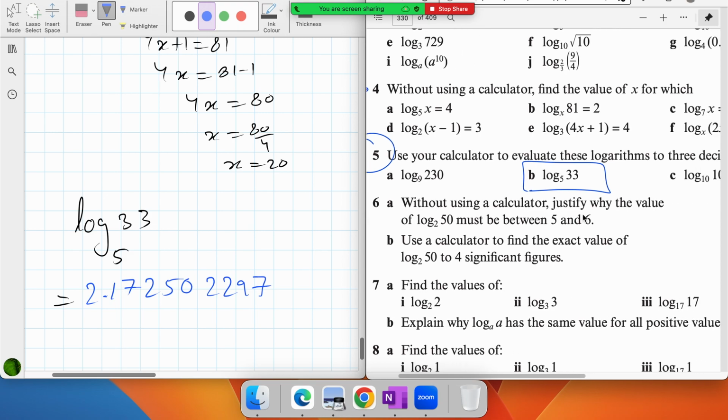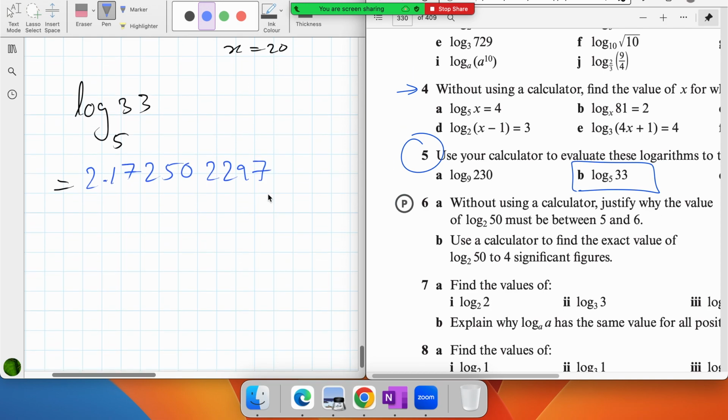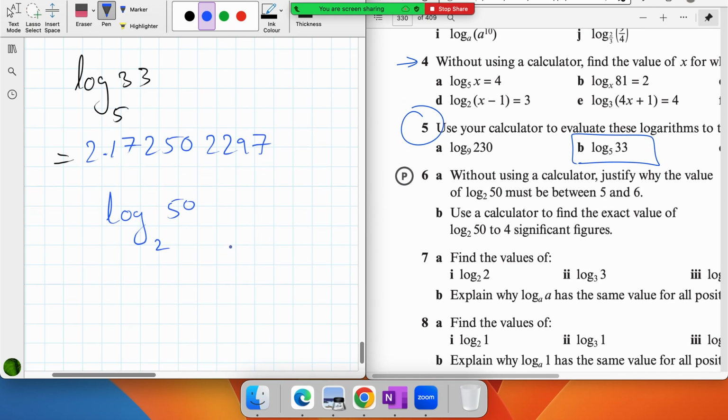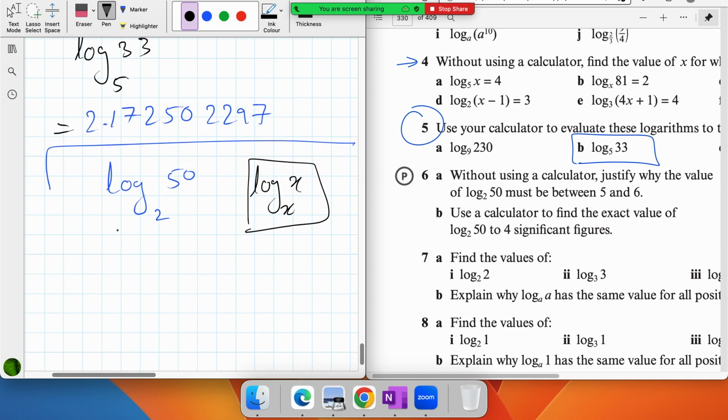Question number 6. Without using a calculator, justify why the value of log 52 to base 2 must be between 5 and 6. Okay. So this is log of 50 to base 2. And why it should be between 5 and 6. Now, if I'm not using the calculator, I know that we've just discussed log x to base x is basically 1. So it should have been something close to that, close to 2. And it is between 5 and 6.